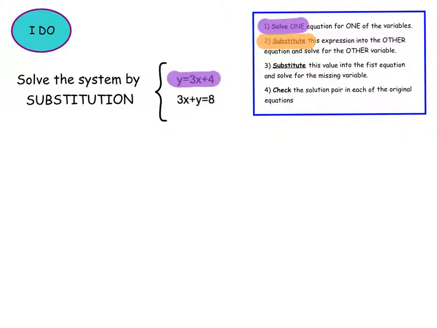Step 2, substitute this expression into the other equation. So what's going to happen is if y equals 3x plus 4, wherever we see a y, we need to put 3x plus 4. And so if I rewrite it, I'm going to have 3x plus, now instead of y, remember y is 3x plus 4, and it equals 8. And at this stage, you want to check to make sure that you only have one variable.